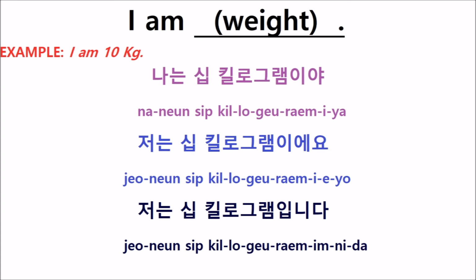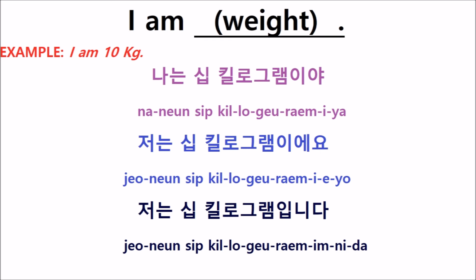And for your weight, use kilograms. 너는 10kg이야. 저는 10kg이에요. 저는 10kg입니다. For our height and weight, we always use the Sino-Korean numbering system.